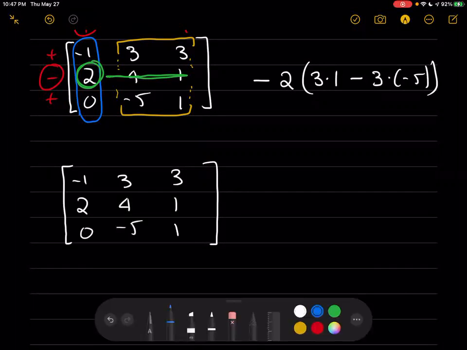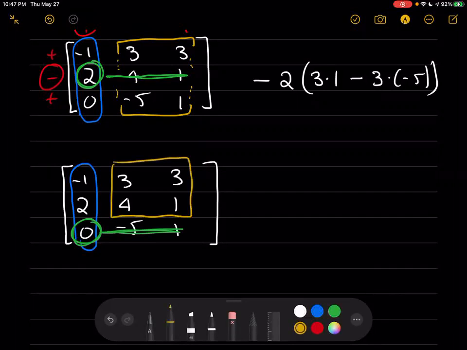Okay, so if we focus in on this same column, and now we're looking at the 0 and we're canceling this thing out. And we're looking at the determinant of what's in this yellow box. And I got my pluses and minuses. So the determinant of the thing in the yellow box is going to be 3 times 1 minus 3 times 4.